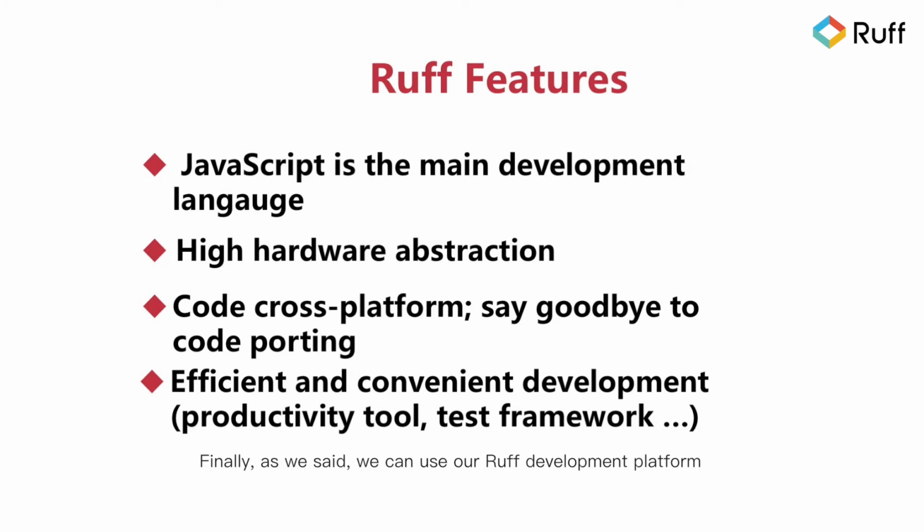Finally, as we said, we can use our Ruff development platform to realize high efficiency and fast development. Ruff SDK provides a rap, which is a productivity tool, to help developers manage projects, and manage the hardware and software packages inside. Also, it provides some test frameworks for developers to achieve fast development.